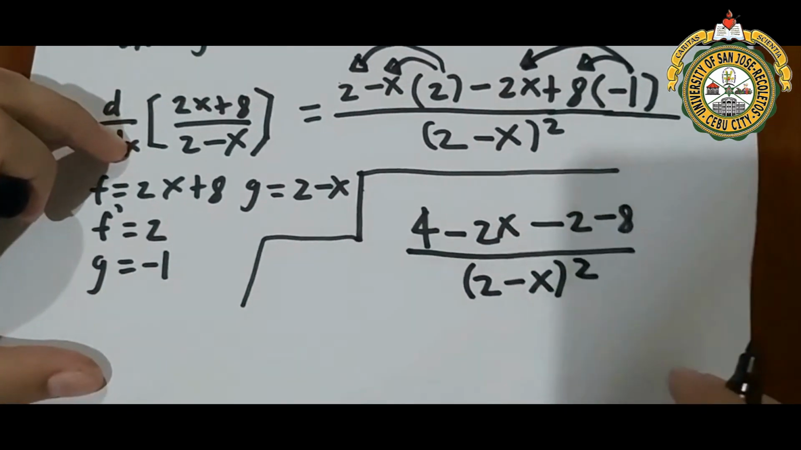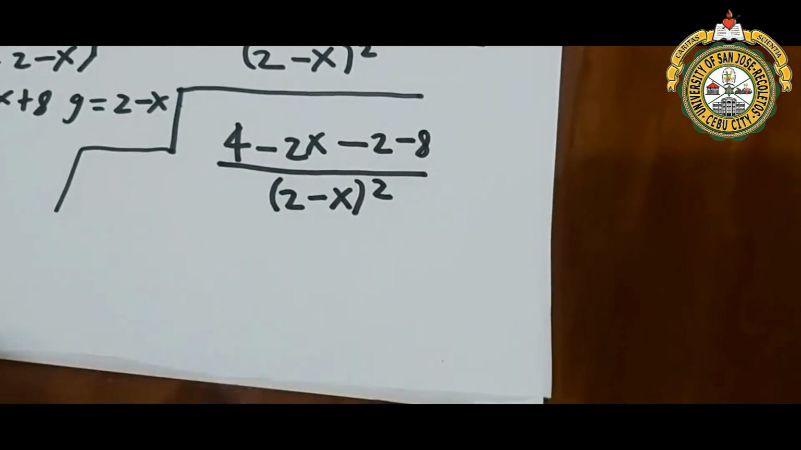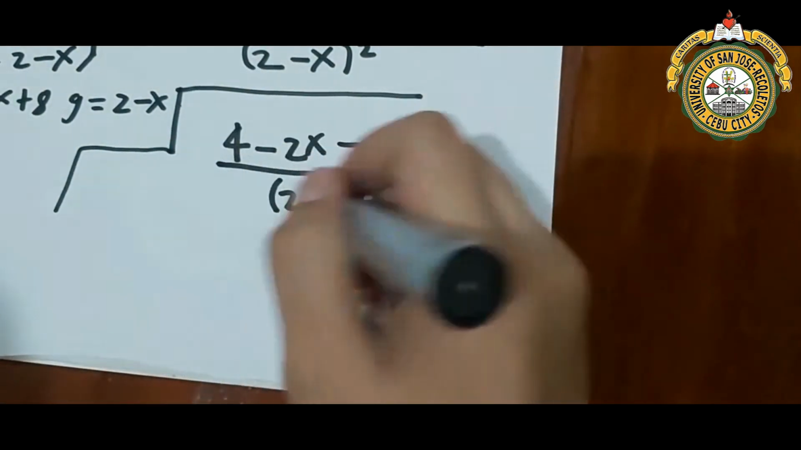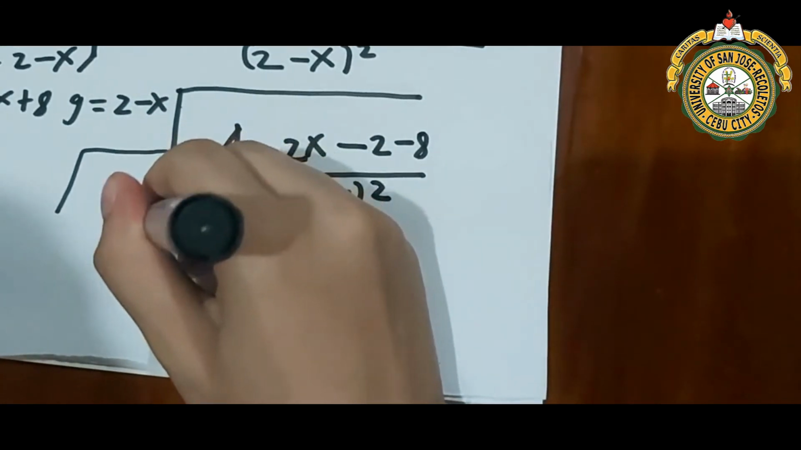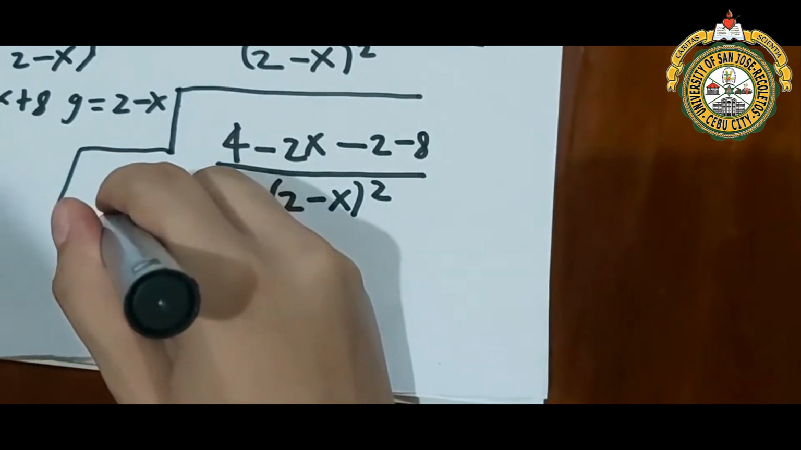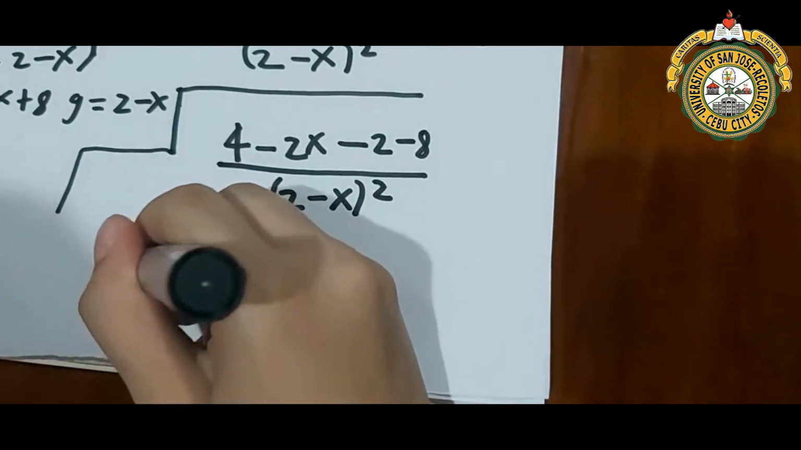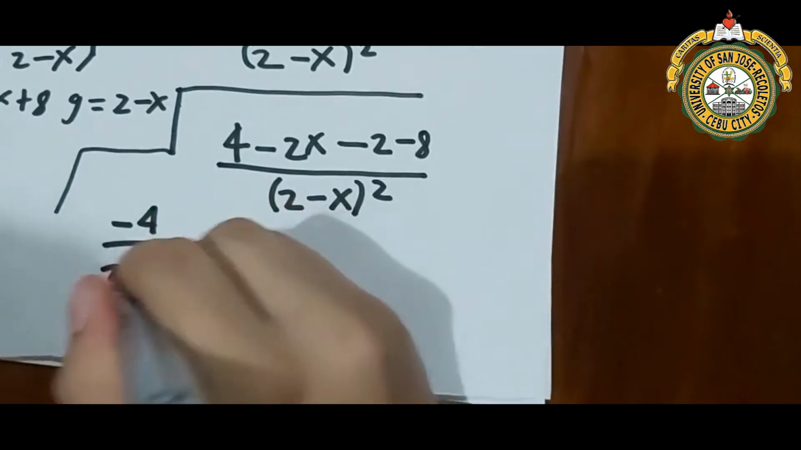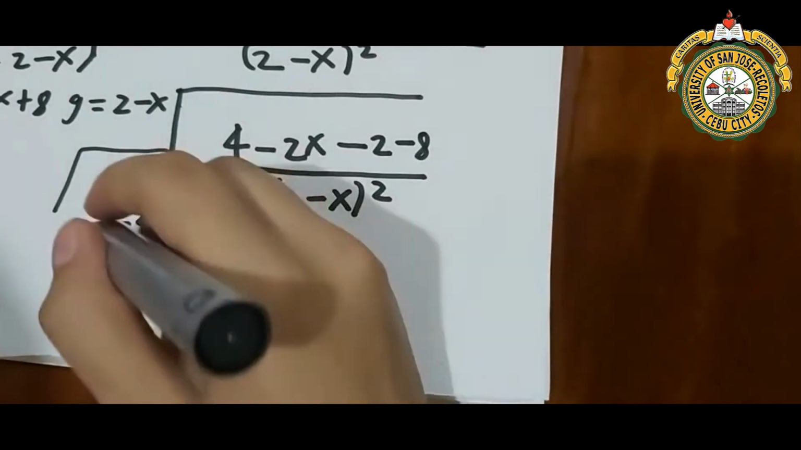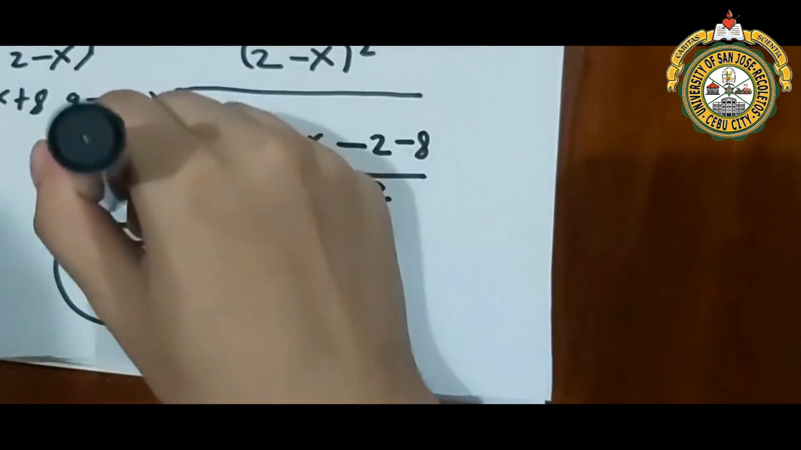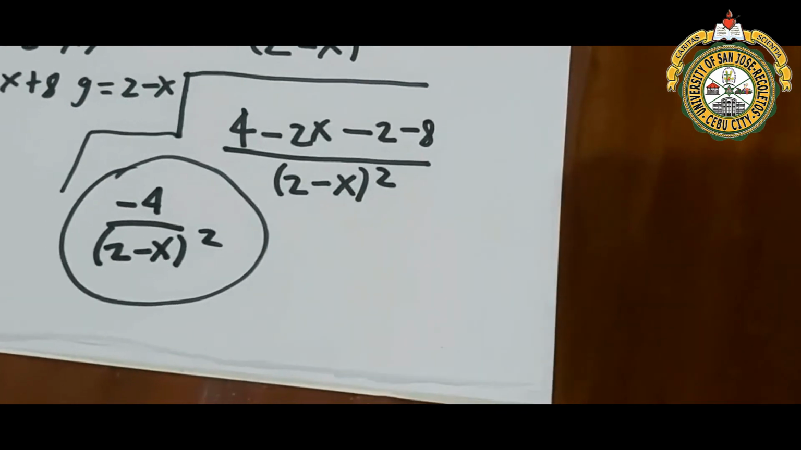So next thing after distributing is to combine the like terms. And now we are approaching our final answer. And our final answer is negative 4 over 2 minus x squared. I repeat, the final answer is negative 4 over (2 - x) squared. And that is all. Thank you.